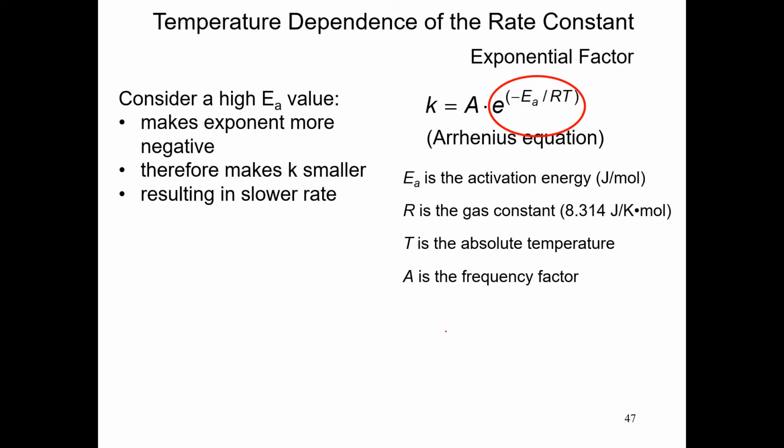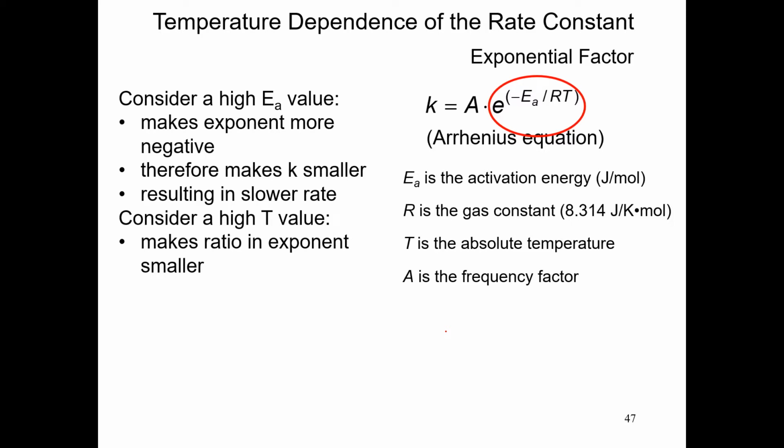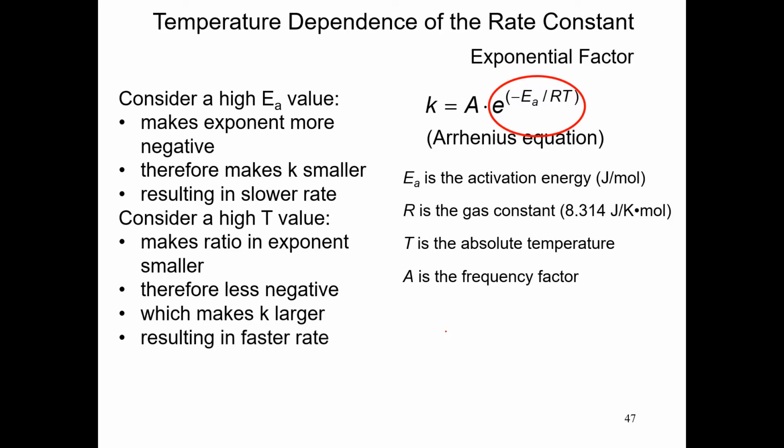Okay? Now let's consider temperature. Let's consider a high temperature value. Notice that the temperature is in the denominator of that exponent, which means that if you increase T, that makes the exponent smaller. The ratio of E to RT becomes smaller, and because we're taking the negative of that, it's going to be less negative. Therefore, e to the minus that ratio is going to result in a value of k that is larger, and as a consequence, this is going to result in a faster rate.